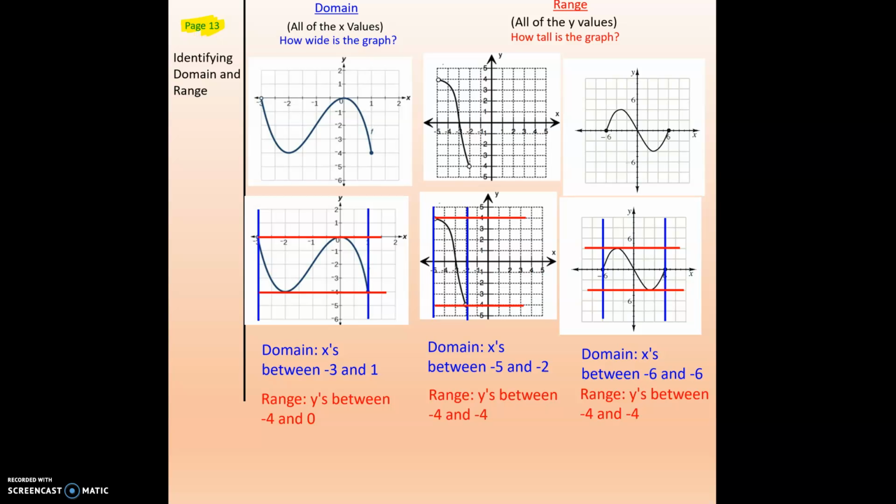Your domain is how wide a graph is. We're going to list out all the x's. So when we look at this first graph, it goes from here to here, sideways. That's what the blue lines down here are representing. I just made them black by covering them up. That was silly.